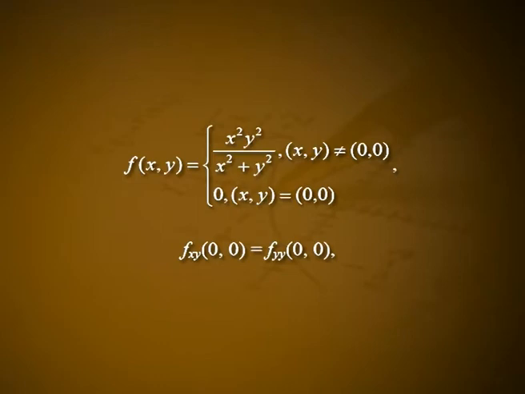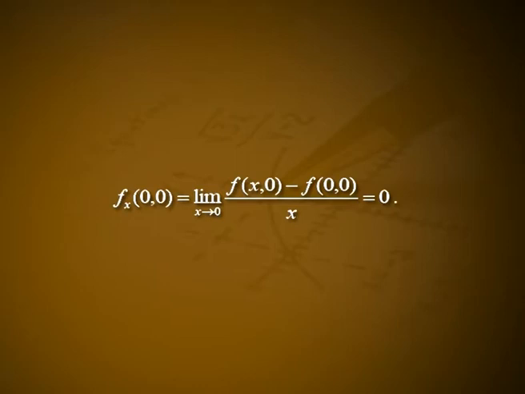Example: show that for the function f(x, y) equal to x square y square divided by x square plus y square for (x, y) not equal to (0, 0) and 0 for (x, y) equal to (0, 0), f_xy at (0, 0) is equal to f_yx at (0, 0), even though the conditions of Young's theorem and also of Shaw's theorem are not satisfied. Now, f_x at (0, 0) is equal to the limit of [f(x, 0) minus f(0, 0)] divided by x as x tends to 0, which is equal to 0. Similarly, f_y at (0, 0) is equal to 0.